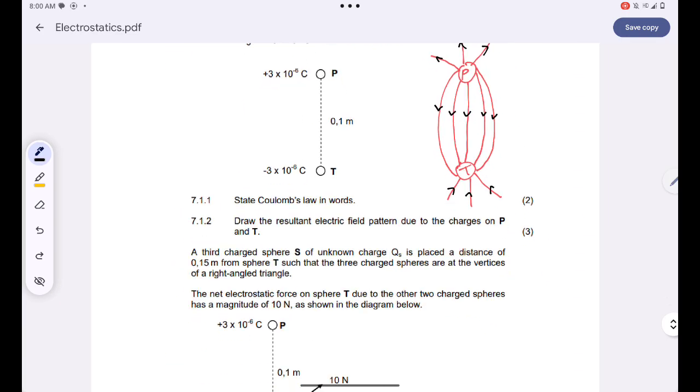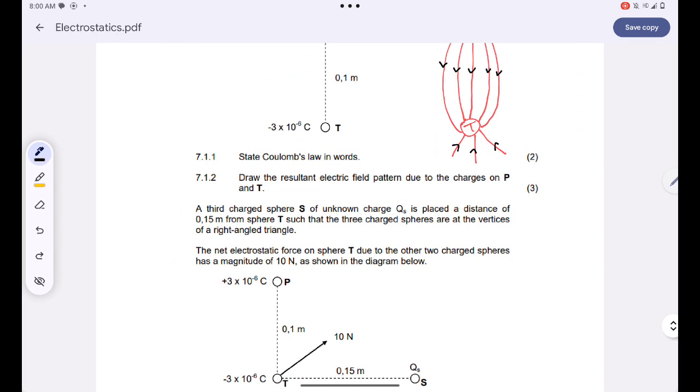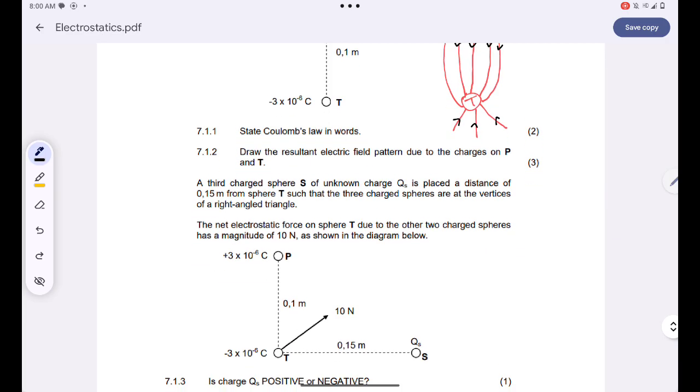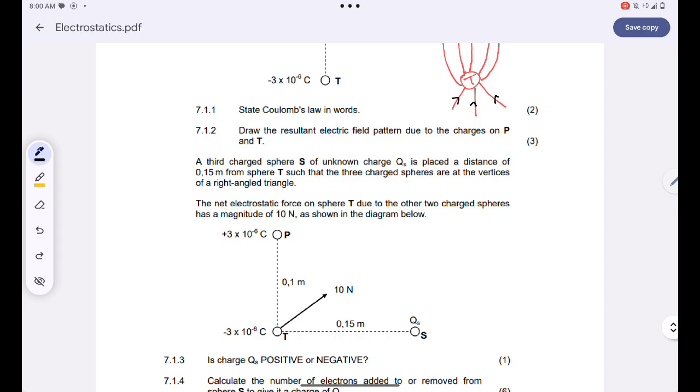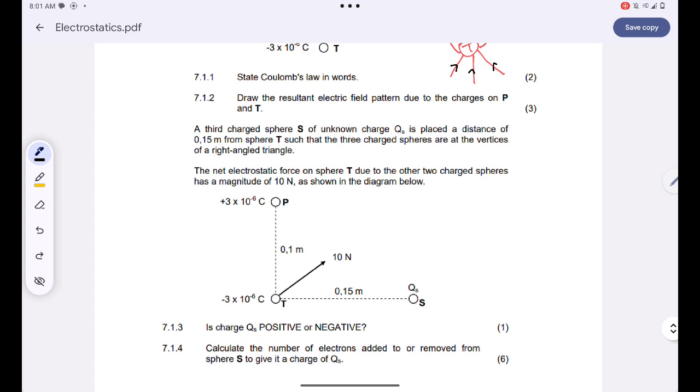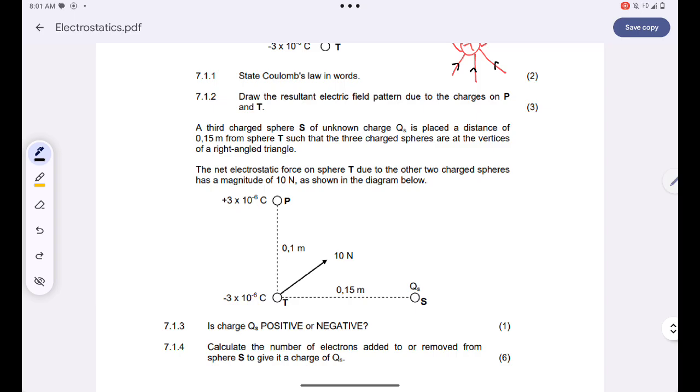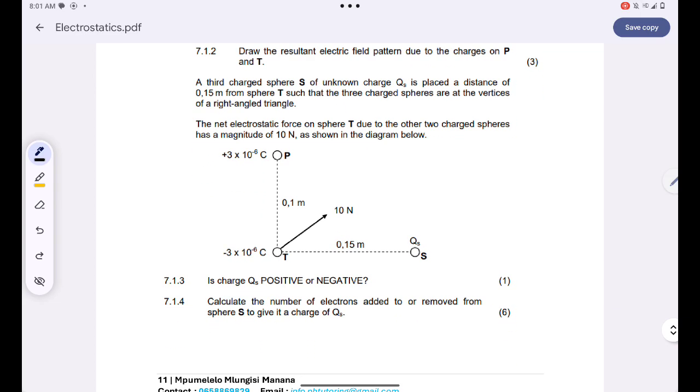Okay. And then now we are told that a third charged sphere of unknown charge is placed a distance of 0.15 meters from T, such that the three charged spheres are at the vertices of a right angle triangle. Okay. The net electrostatic force on T due to the other two charged spheres has a magnitude of 10 newtons, as shown in the diagram below. The first question, guys, they want us to state whether this charge is negative or positive.